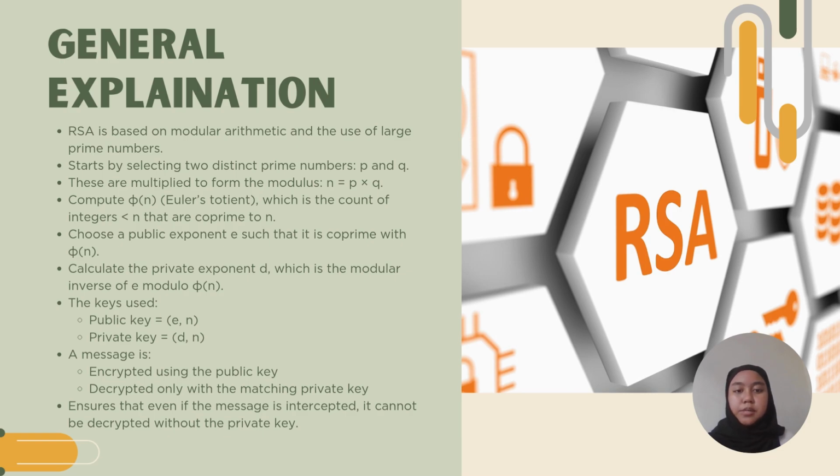When a message is encrypted using the recipient's public key, it can only be decrypted with the correct private key. This ensures that even if someone intercepts the message, they cannot read it without access to the private key.